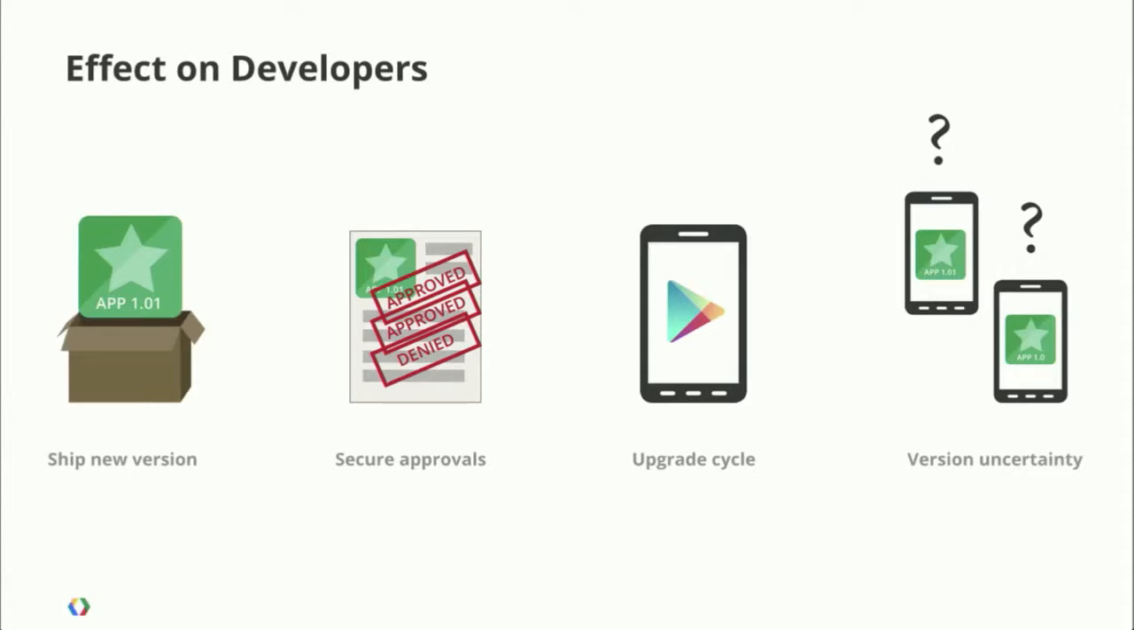Normally what happens is you ship a new version. In order to ship a new version, you've got to secure approvals, either from your own people or also from application stores. You've then got an upgrade cycle where people may or may not be upgrading. And so out in the field, you've got a lot of different versions. You're not quite sure what versions you have.